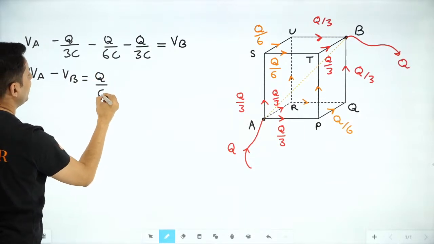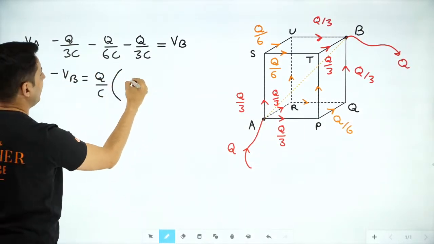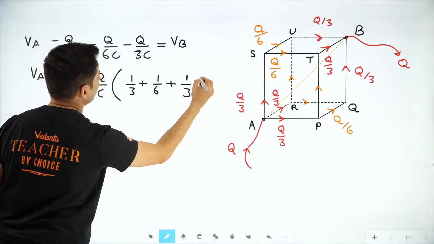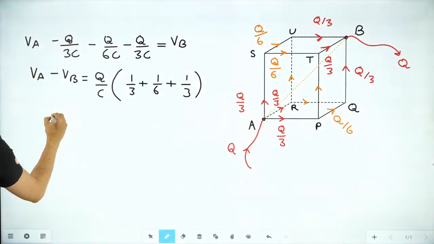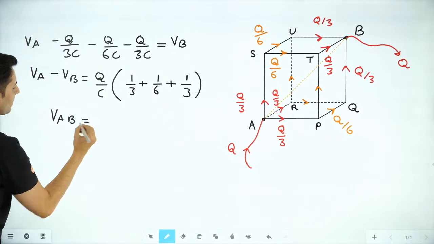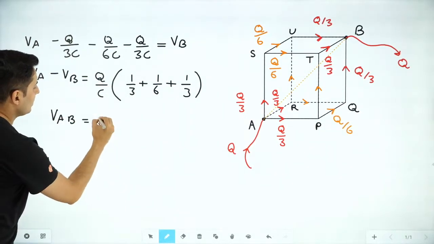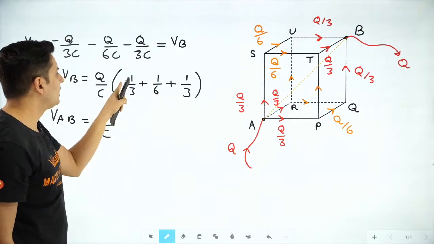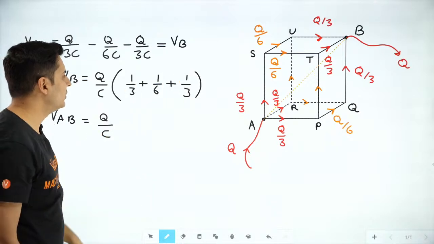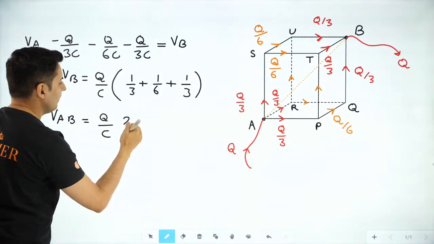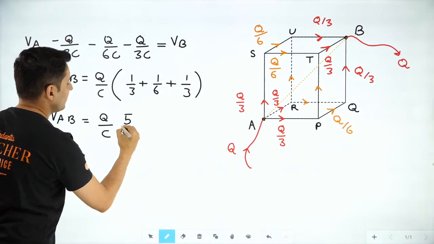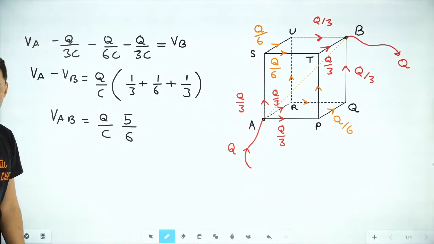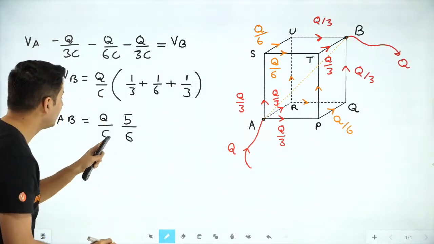You will have Q by C common, and you will have 1 by 3 plus 1 by 6 plus 1 by 3 over here. Now this is nothing but voltage between A and B. Now this will become Q by C. Now what is 1 by 3 plus 1 by 6 plus 1 by 3? 2 plus 1 plus 2, so it will become 5 by 6. Just check this out. I hope this is clear.